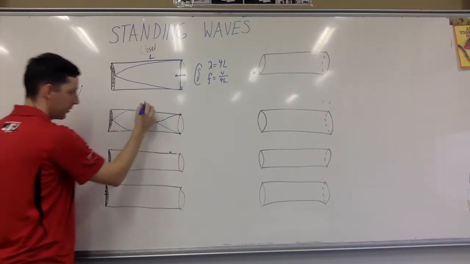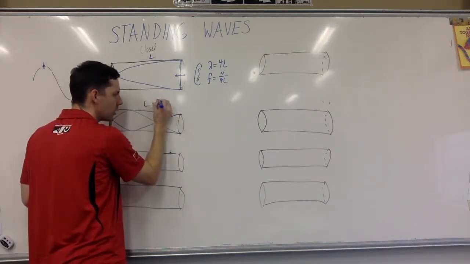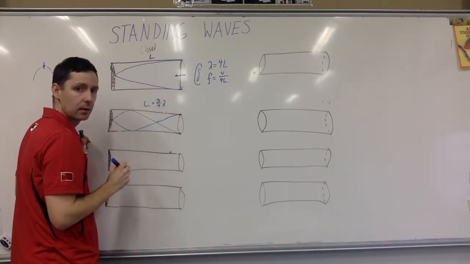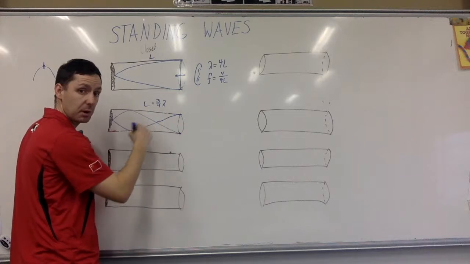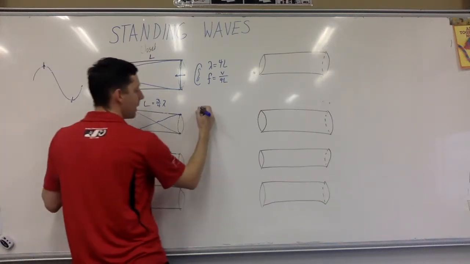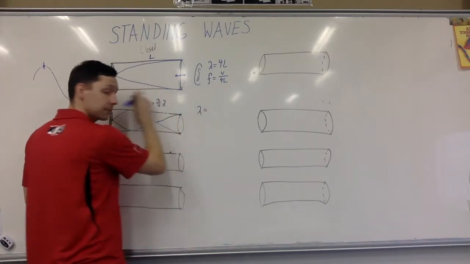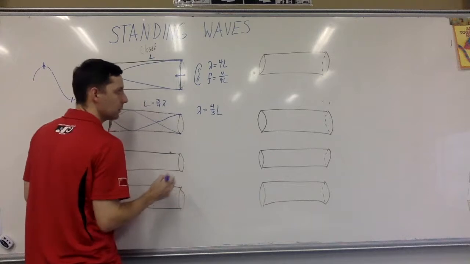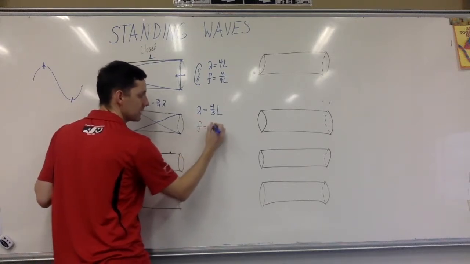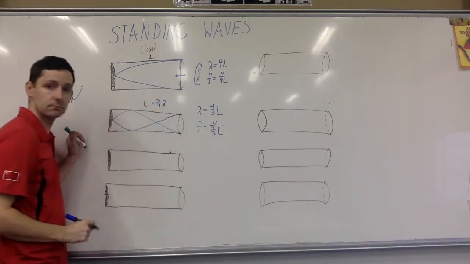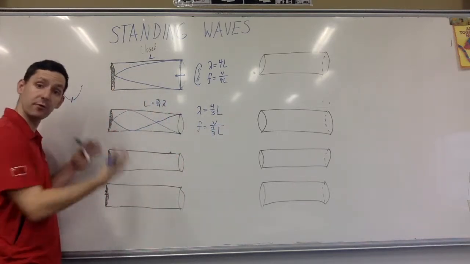So one length here is equal to 3/4 of a wavelength, right? Top, bottom, back to middle. I just have to get back to the top to finish a wave. So that means that my wavelength is equal to, just flip the fraction, 4/3 L. And of course that means that my frequency is equal to V over 4/3 L. Got it? Let's move on to the next one.